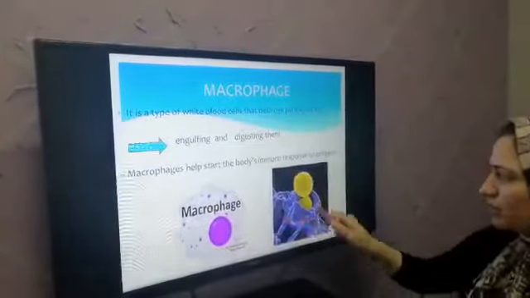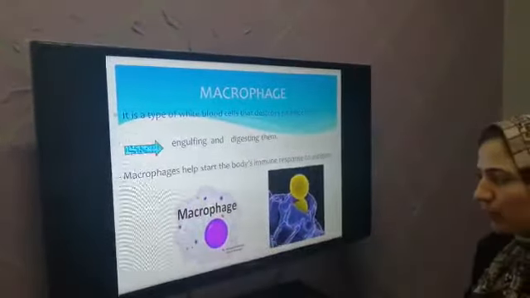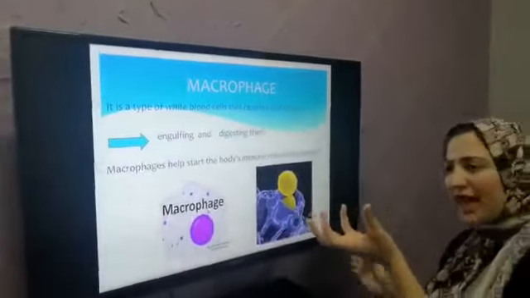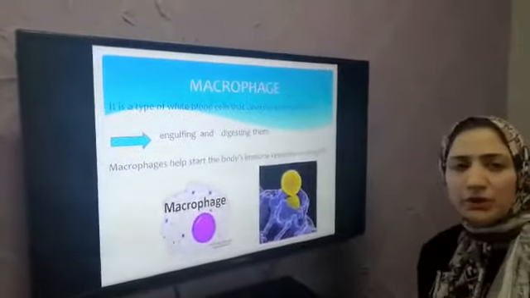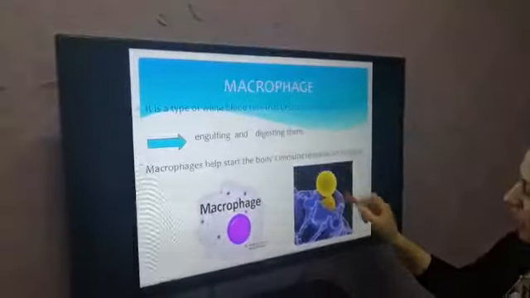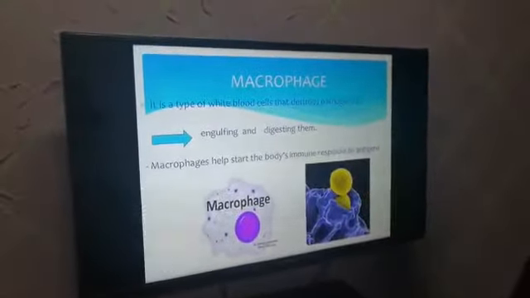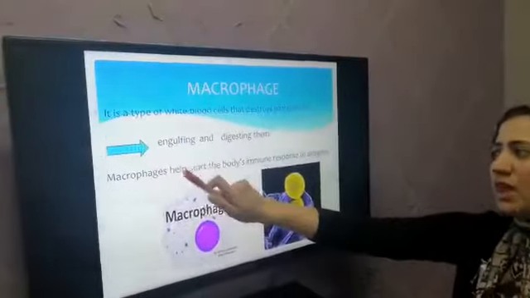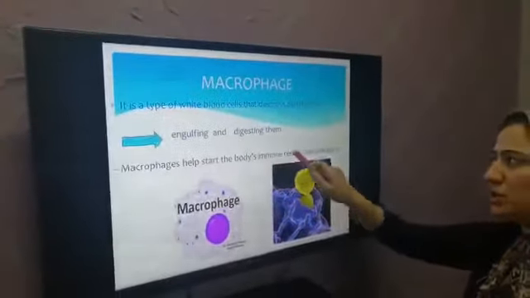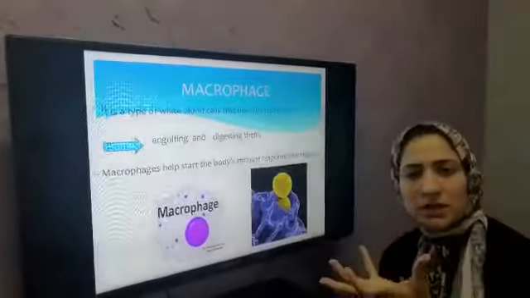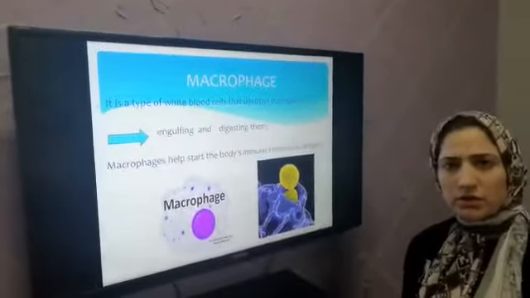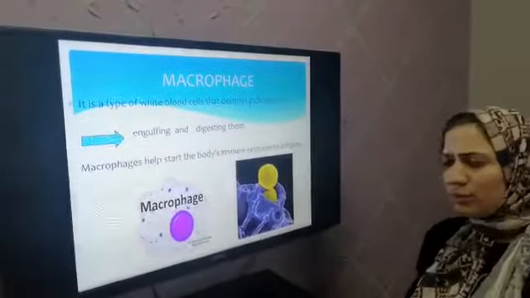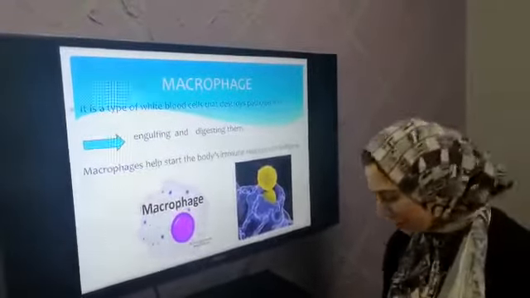Like this picture, this is the macrophage. Its function is engulfing and digesting the pathogens. The second function of macrophages is to help start the body's immune response, to stimulate the body to make an immune response to antigens. So what's meant by antigens?